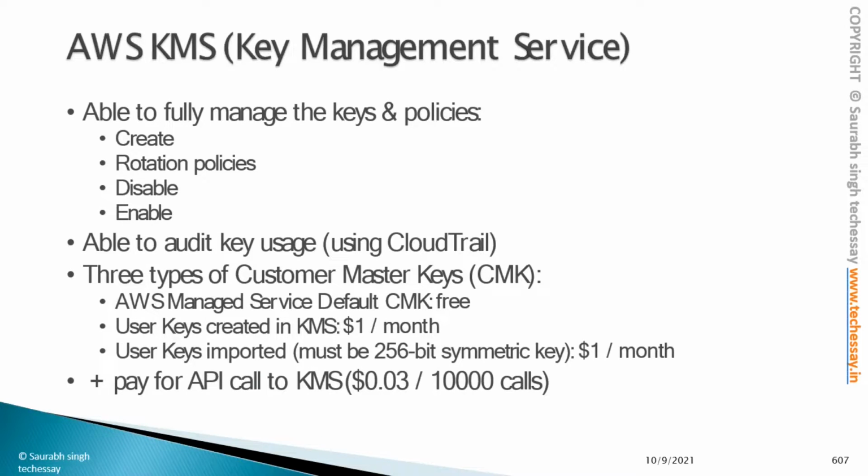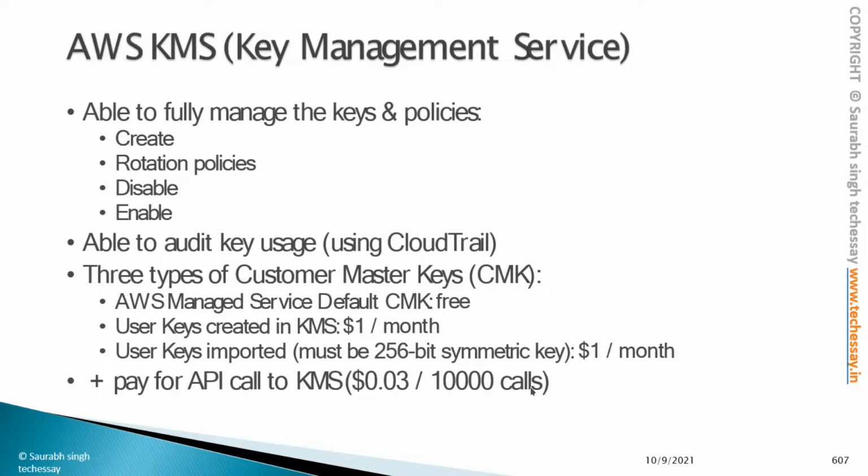Let's talk about some more AWS Key Management Service concepts. We can fully manage the keys and policies: we can create keys, add a rotation policy, and disable or enable keys. We are also able to audit key usage using CloudTrail. There are three types of customer master keys. First, the AWS managed default CMK, which is free. Then user-created keys in KMS, where we pay $1 per month, and imported keys, which must be a 256-bit symmetric key, also $1 per month. Plus we pay for API calls to KMS, like $0.03 per 10,000 calls.